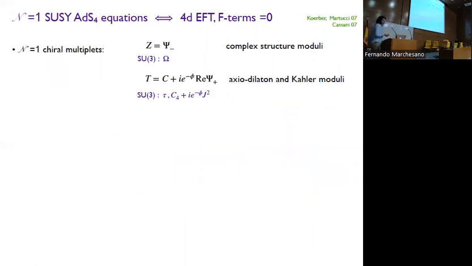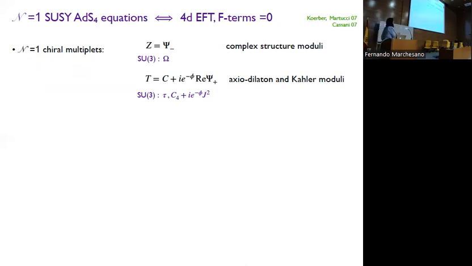A very nice thing that we're going to use is that these AdS4 equations can be obtained from the effective theory. This was shown by Koerber and Martucci, and then also by Cassani, that if you write the N=1 chiral multiplets in terms of these pure spinors, there are the chiral multiplets corresponding to complex structure moduli, which are the ones that descend in N=2 from vector multiplets.